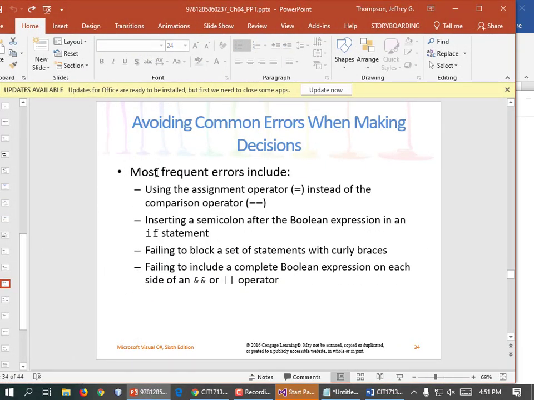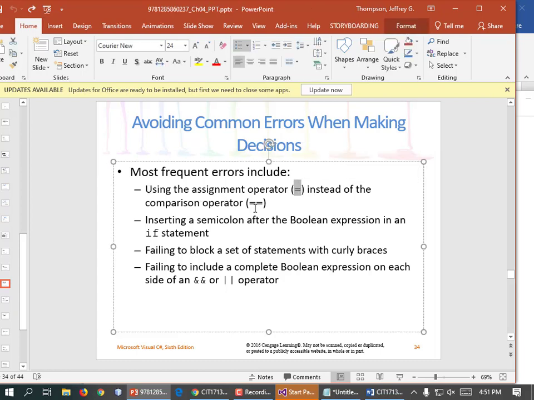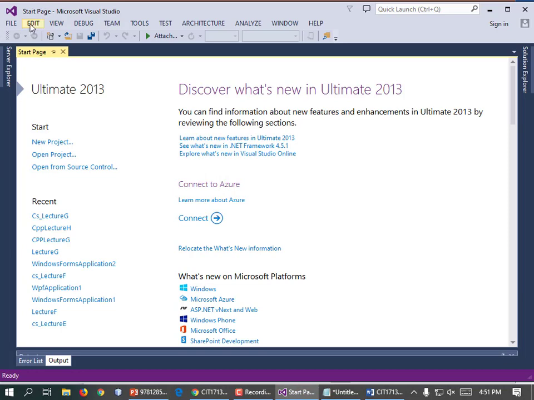Common errors when making decisions. Most frequent error, using single equal rather than double equal. I think C# even counts it as a syntax error. We've already tested that, I think.